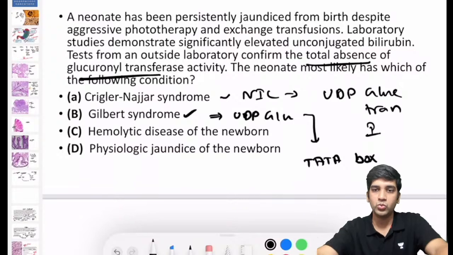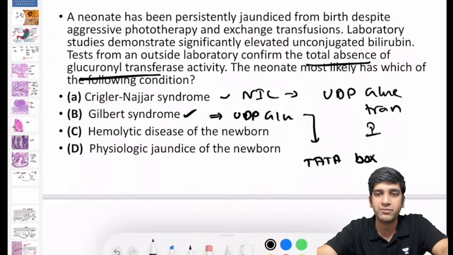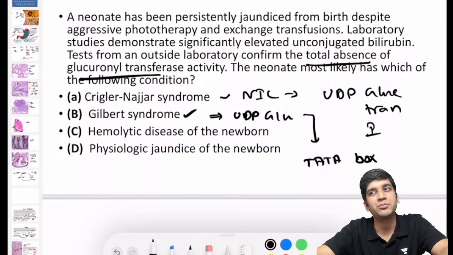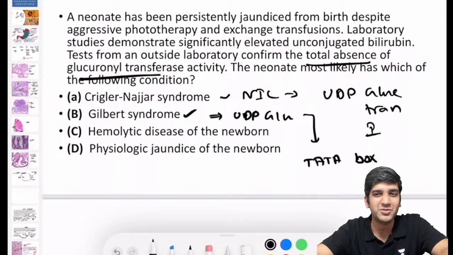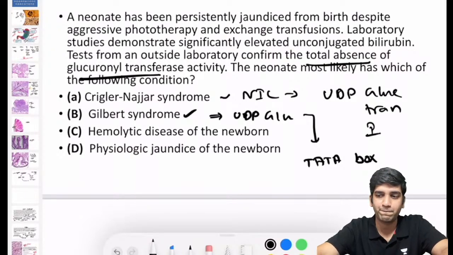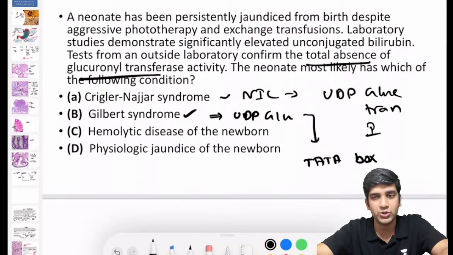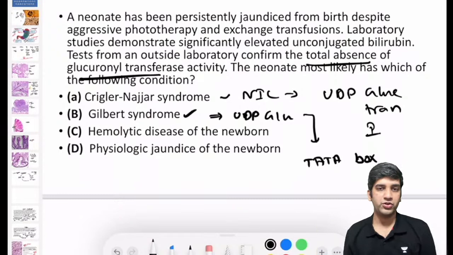Fine. MRP2, since you've taken it somewhere, where will you have mutations in MRP2? Which disease? MRP2, multidrug resistance protein 2 mutation is seen in Dubin-Johnson syndrome, right? In Dubin-Johnson syndrome, you'll have your MRP2 mutation.